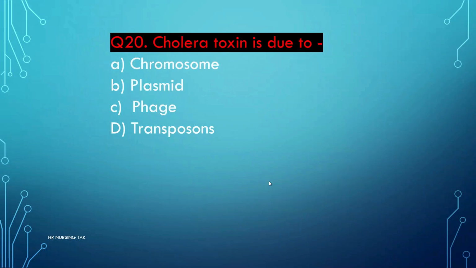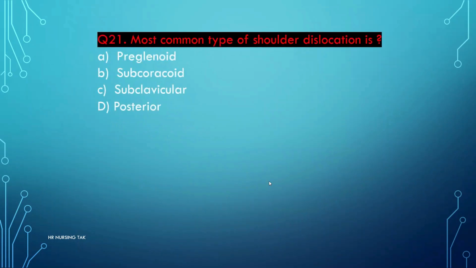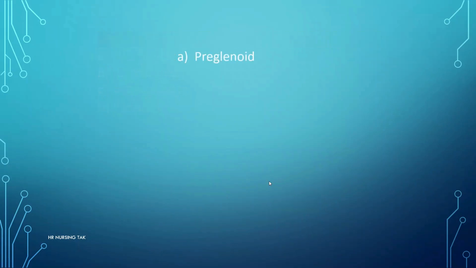Question 20. Cholera toxin is coded by A. Chromosome, B. Plasmid, C. Phage, D. Transposons. Correct answer is C. Phage. Question 21. Most common type of shoulder dislocation is A. Preglenoid, B. Subcoracoid, C. Subclavicular, D. Posterior. Correct answer is A. Preglenoid.